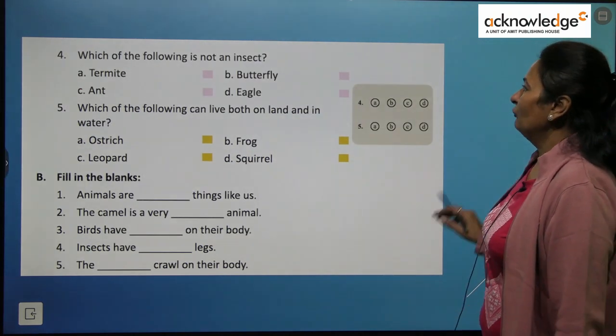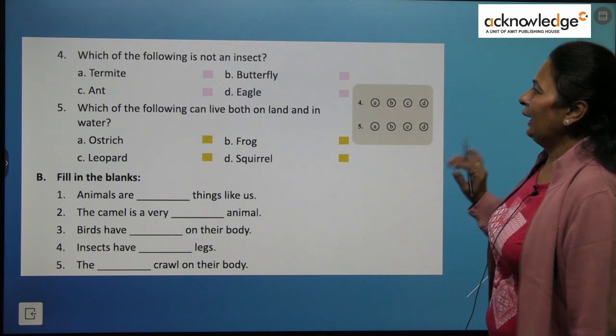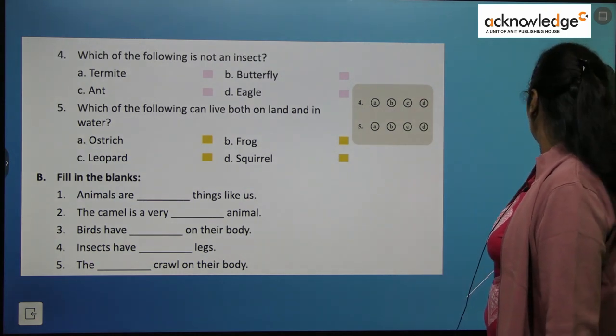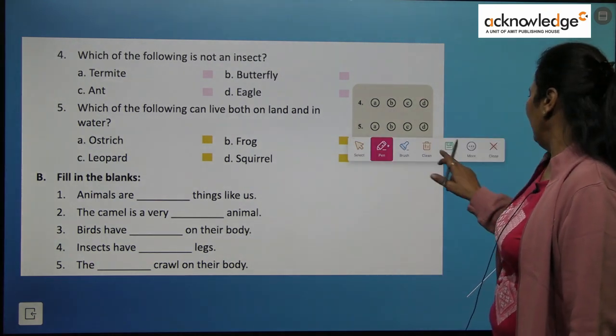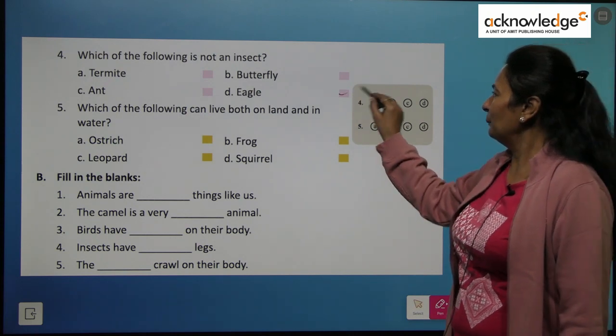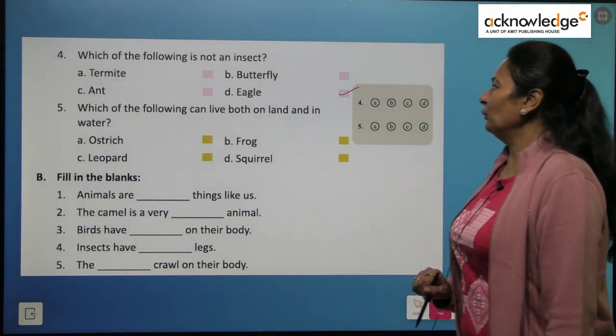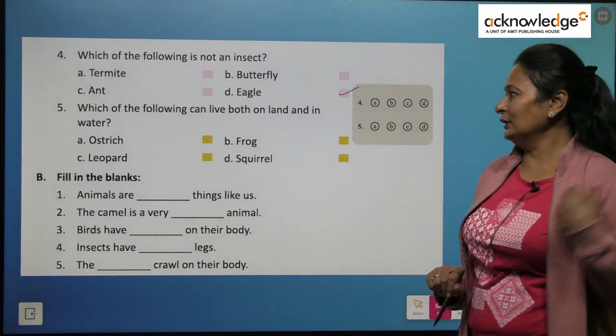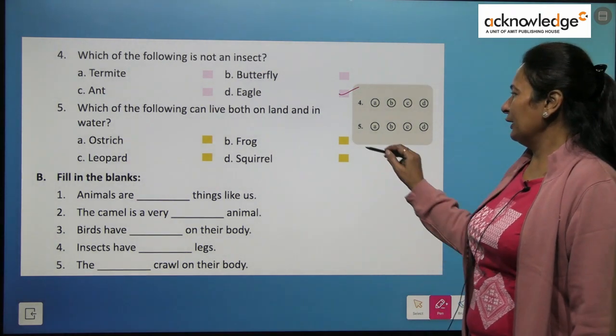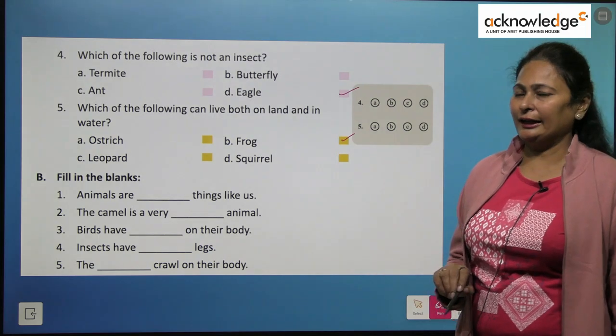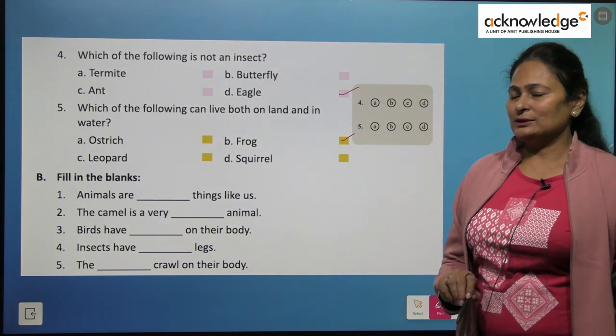Next is, which of the following is not an insect? Termite, ant, butterfly and eagle. Eagle is a bird. It is not an insect. Which of the following can live both on land and in water? Ostrich, leopard, frog and squirrel. It is frog. It can live on land as well as in water.